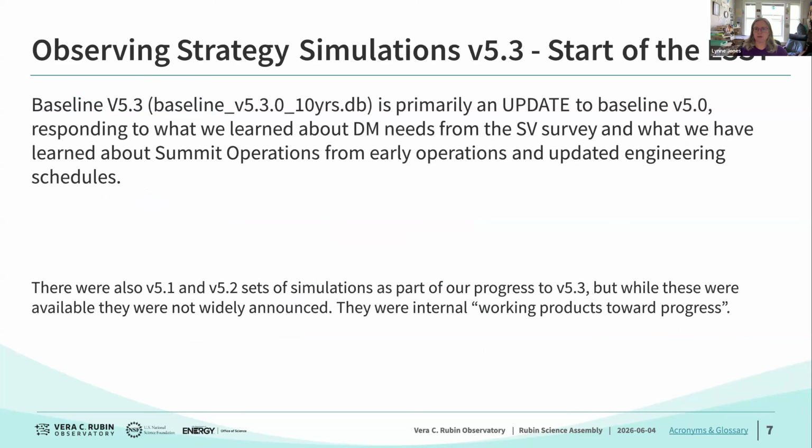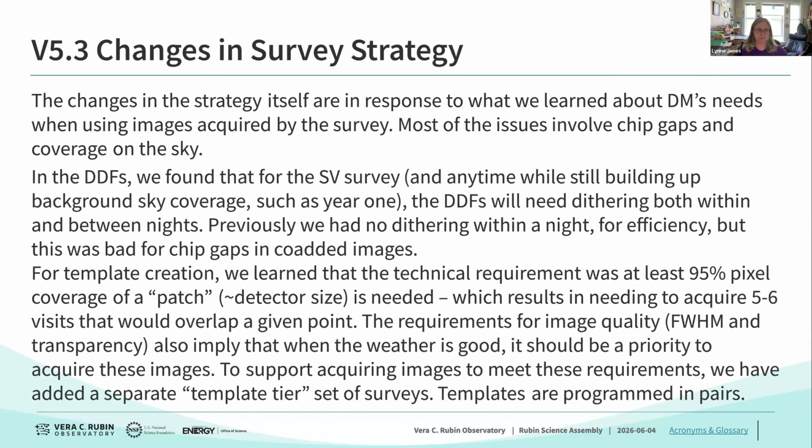Okay, so that is my overview of where we have been for the survey strategy. All of that is still true in v5.3, but we took what we learned from commissioning and what we've learned from talking to the summit and having updated performance estimates, and we've cast that into what we have for the survey strategy in 5.3. So the changes in the strategy itself are in response to what we learned about data management needs, and primarily these focus around issues with chip gaps and coverage.